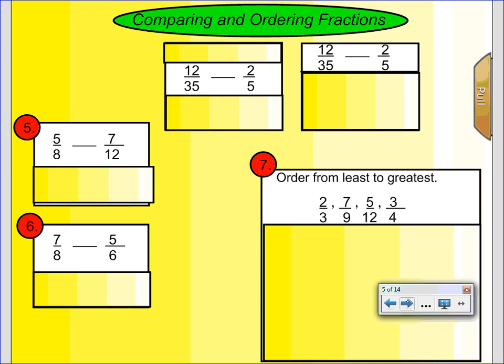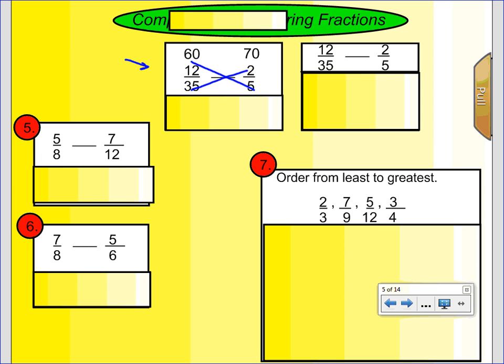I showed you 2 different ways to do this. If I have the 2 fractions that you see above and I'm trying to compare these, I can use cross products, and I would say 12 times 5 would be 60, and 35 times 2 would be 70. And then I would say to myself, 60 is less than 70, so that means that 12/35 is less than 2/5. That's the cross products way of comparing fractions, and that really only works if you're working with 2 fractions.